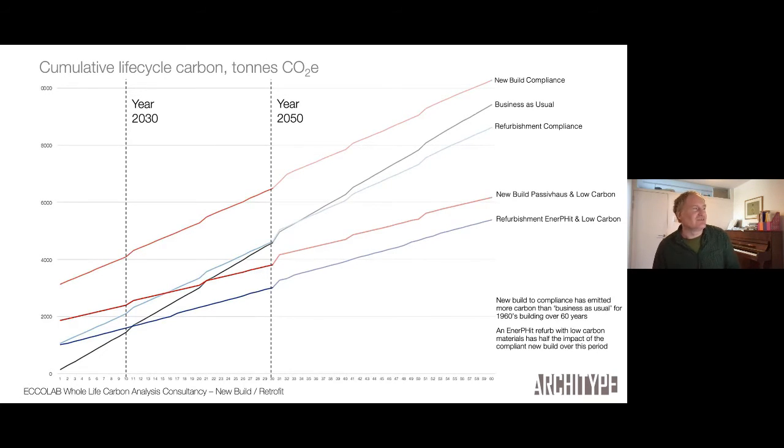When you look at this over time, it's even more profound. And we can see the build up here on the left. But when you wind back in time, really very few options are outperforming business as usual by 2050. So you've actually put more carbon into the atmosphere if you've knocked the building down and rebuilt it, or even if you've refurbished to compliance by year 2050.